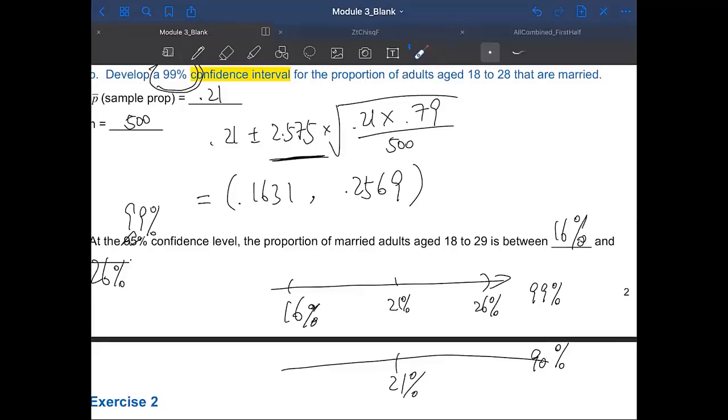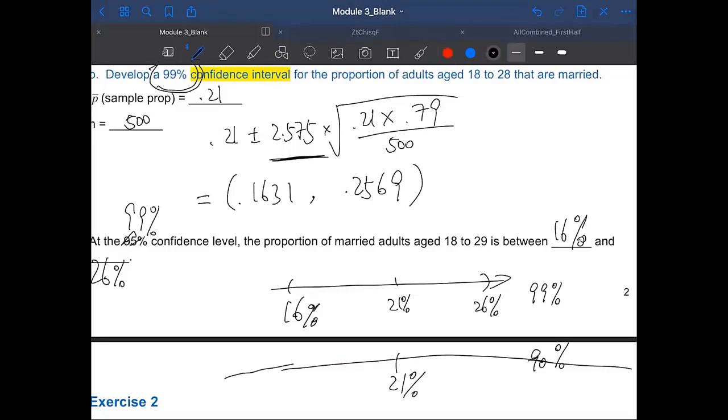Now I'm going to relax my confidence level a little bit. Instead of being 99% confident, I decide 90% is good enough. I just need 90% of my intervals to contain the true population proportion. I don't need it to be as high as almost 100%. So do you think my interval is going to become wider or narrower?